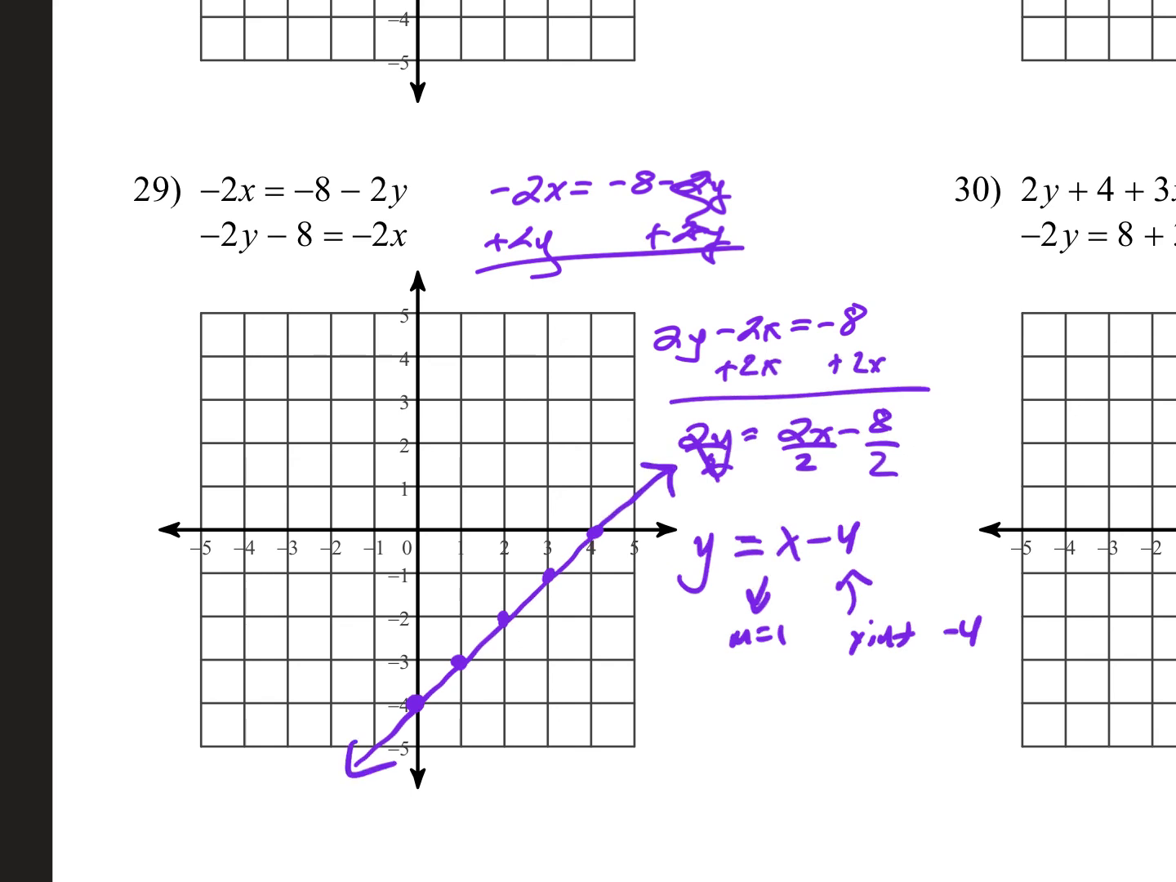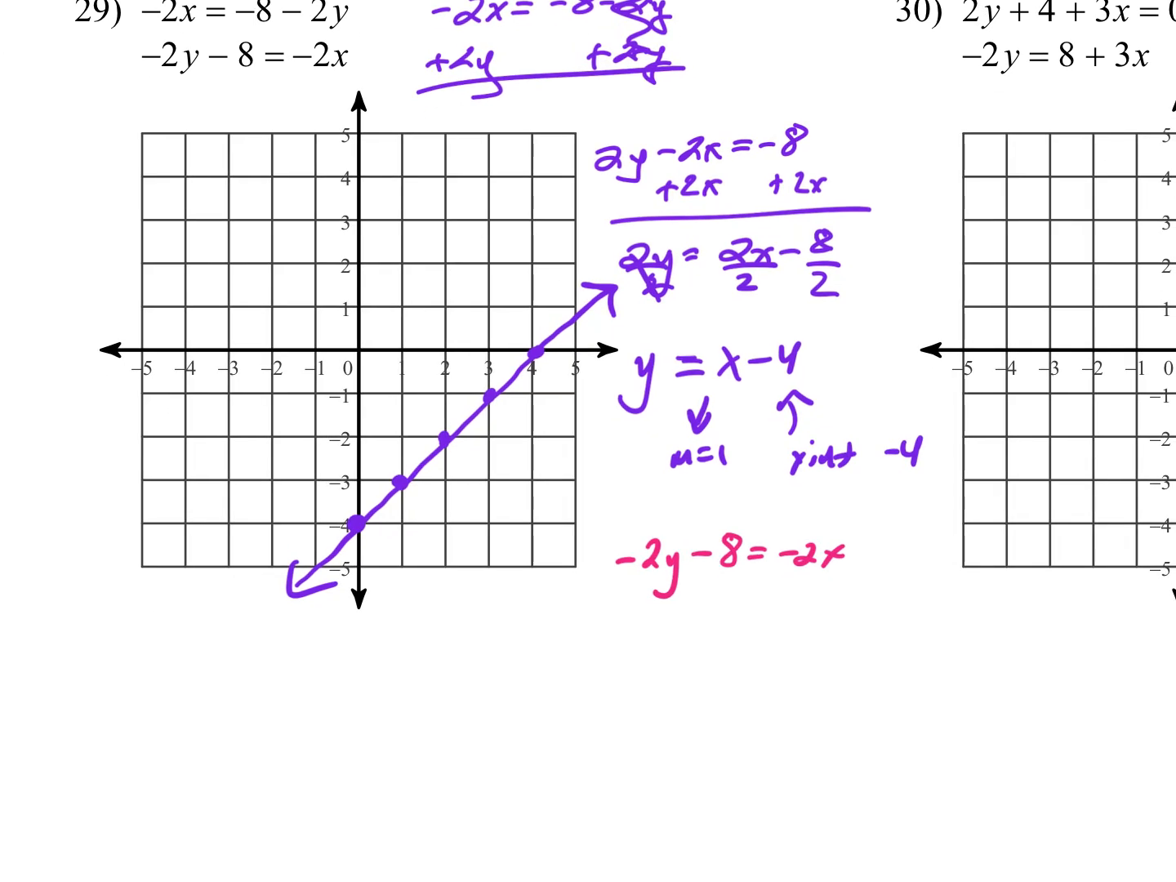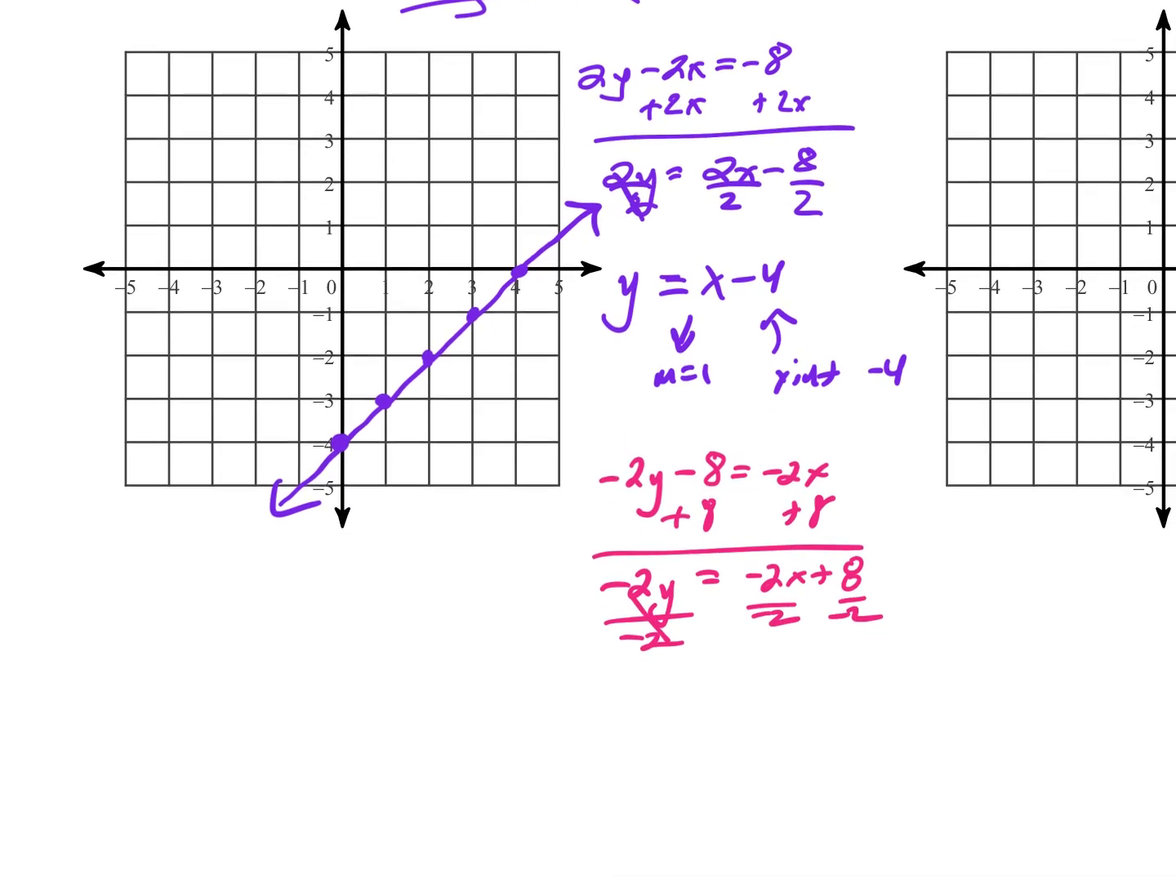Okay, second line. I have -2y minus 8 equals -2x. What do I do? I'm going to add 8. Great. So -2y equals -2x plus 8. Now what? Divide everything by -2. So you're left with y equals x, what? Minus 4. So my slope is 1, and my y-intercept is negative 4.